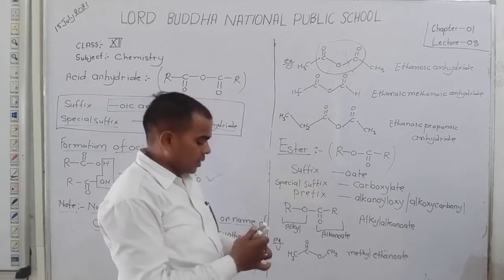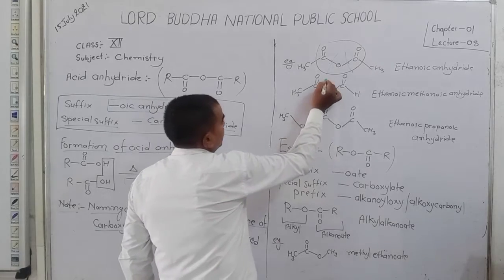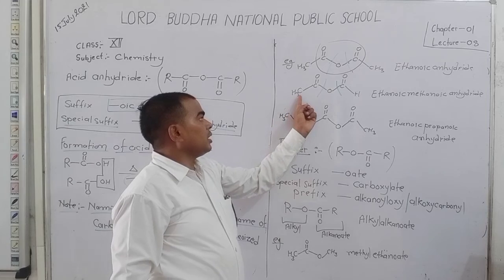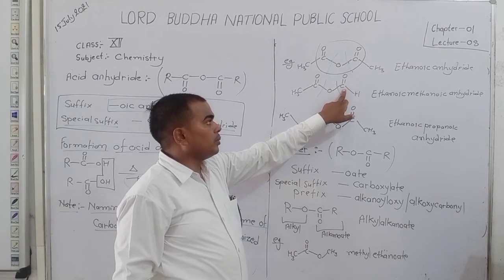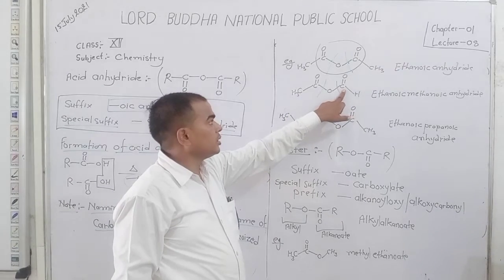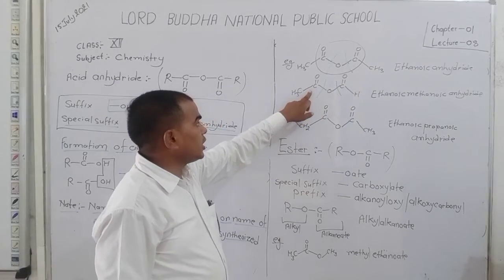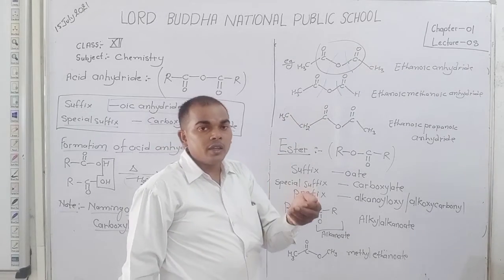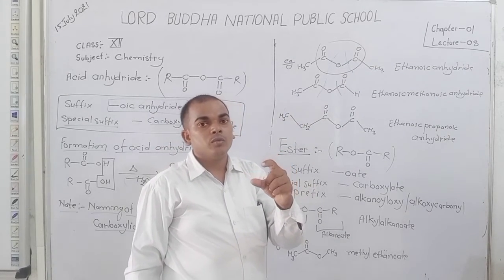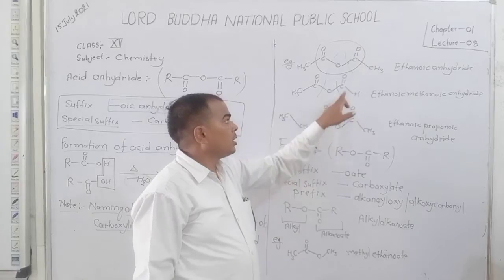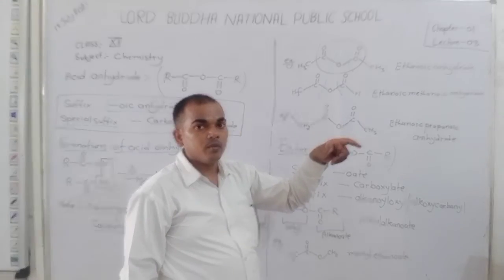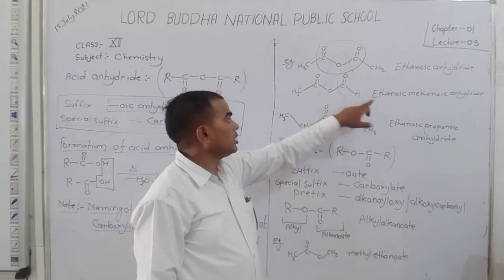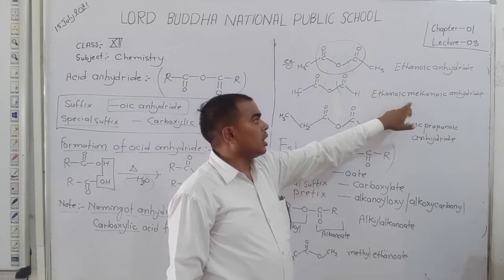In this example, when you separate this and this, you observe here ethanoic acid, and here a single carbon, which means methanoic acid. So the name is ethanoic first, because E comes before M in the alphabet. So first write ethanoic, then methanoic anhydride.